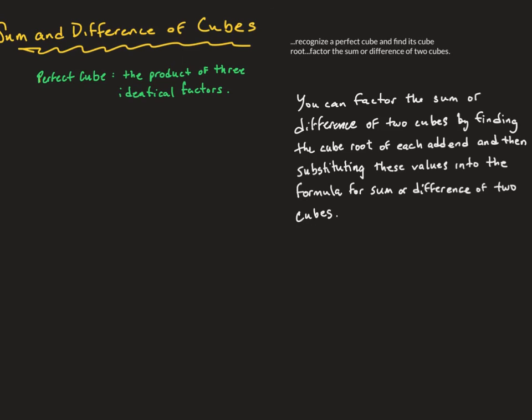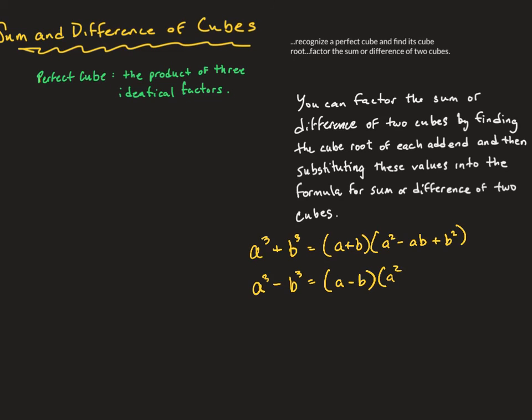Just, you have to remember, the sum is the same thing as a plus b, a squared minus ab plus b squared, and then you have the difference, and that is going to be a minus b, a squared plus ab plus b squared. Now you'll notice there's very little difference between them. Here we have the sum and the difference. The only thing that's different, these 2 signs are going to be different. Otherwise, the rest of the formulas are the same.